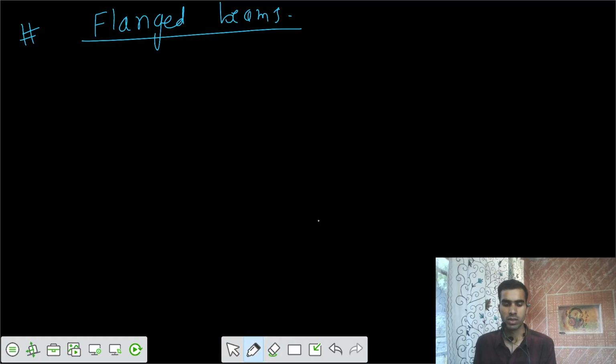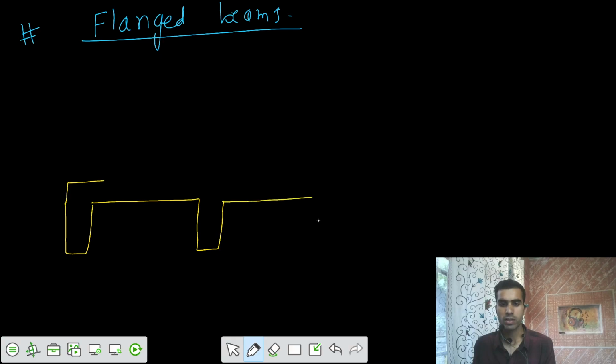Flanged beams. So we say that your beam is there and slab is also there. And we have n number of beams. They are casted together with the slab.